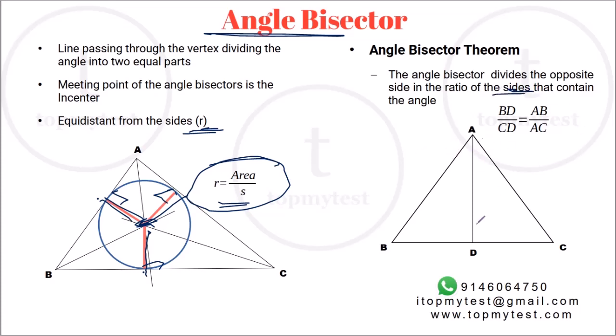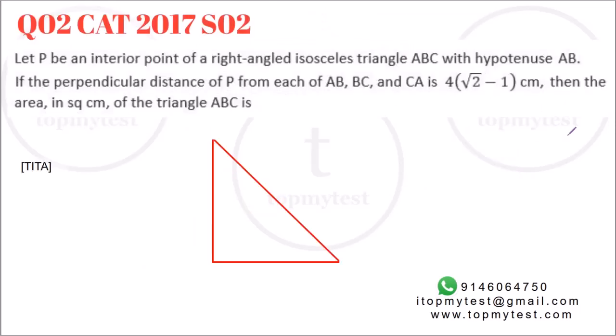So if AD is the bisector of angle A, then the length BD to DC will be AB is to AC, right? It's the same ratio as the sides which make up the angle. Okay, let's try a question which came up in CAT 2017 slot 2. It says P is an interior point of a right angled isosceles triangle ABC with hypotenuse AB, right? It's a right angle isosceles triangle, so symmetrical. So it's half of a square as we have seen it.